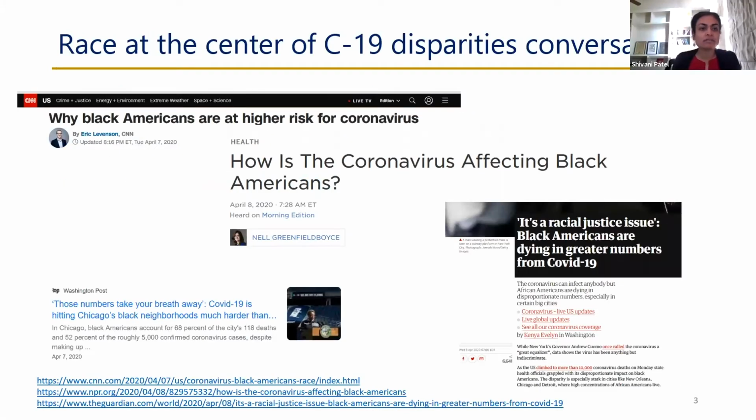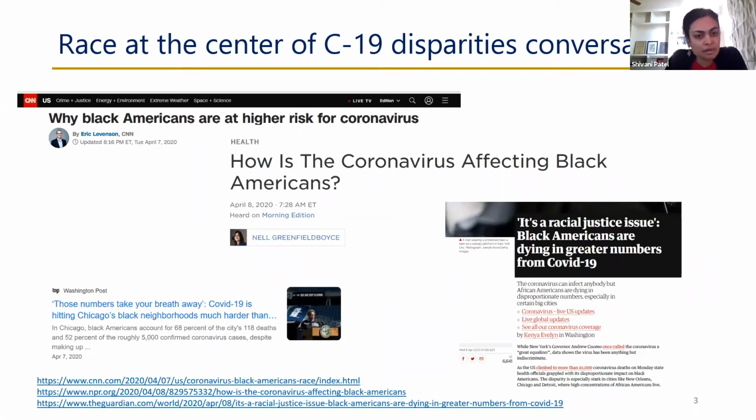So race has really been at the center of COVID-19 disparities and the conversation around COVID-19 disparities from the very, very early days. These are some headlines I pulled just from the first week of April, about a solid month into the epidemic. And you can see: Why are Black Americans at higher risk for coronavirus? How is coronavirus affecting Black Americans? It's a racial justice issue. Black Americans are dying in greater numbers from COVID-19.